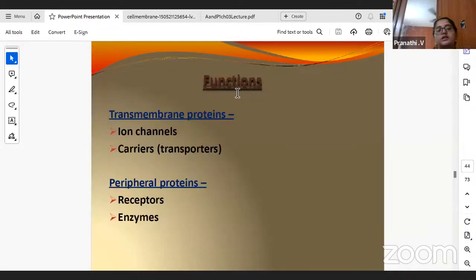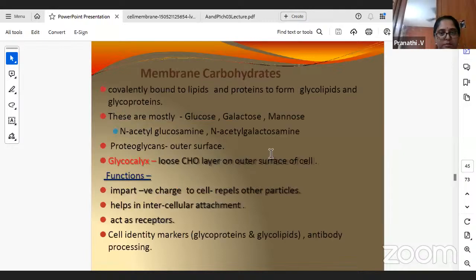So what are the functions? Transmembrane proteins are ion channels or transporters. Peripheral proteins will be receptors, so they help in your signal transduction pathway. Enzymes, they undergo changes. So these are the functions of the proteins that are present.